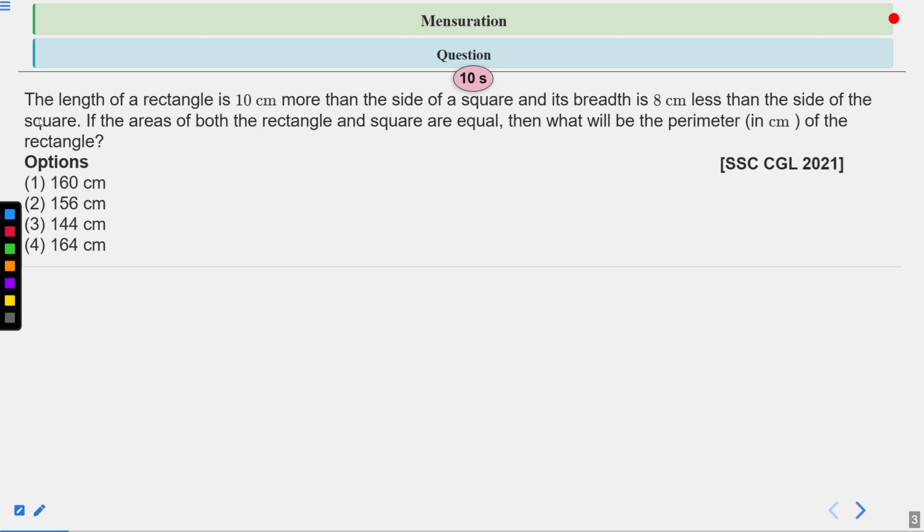Now you have 10 seconds to analyze the question. Your time starts now. Now time's up. Let's see the solution of this question.